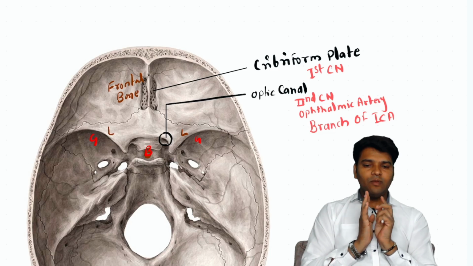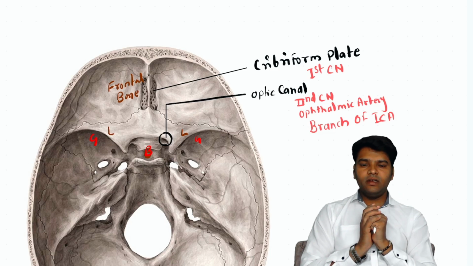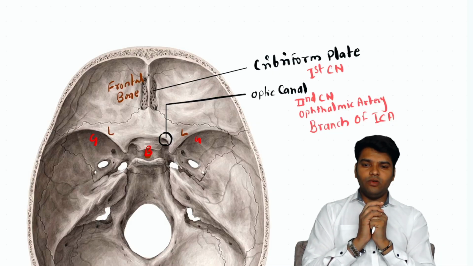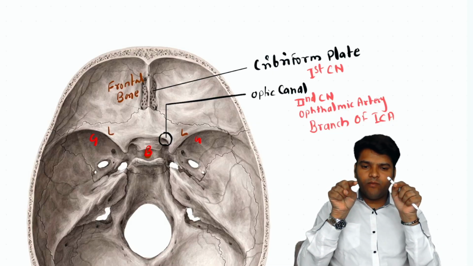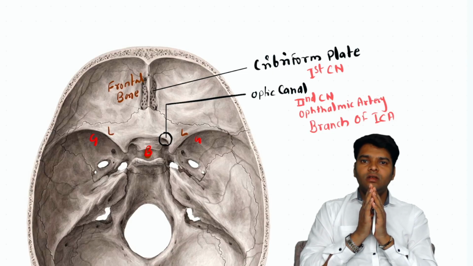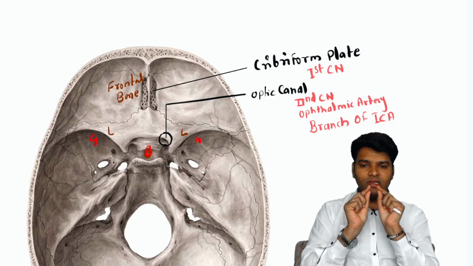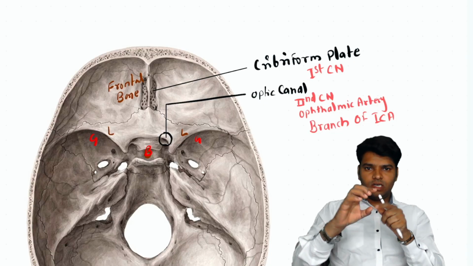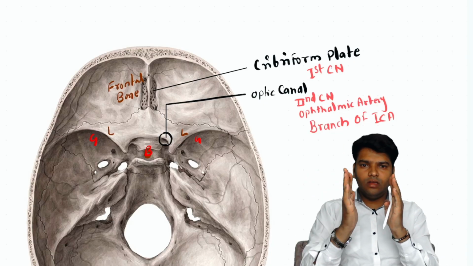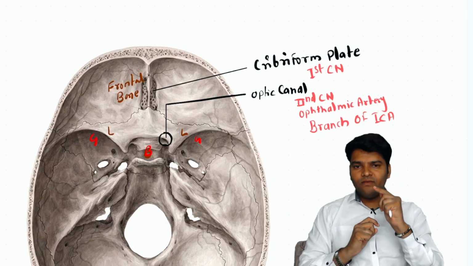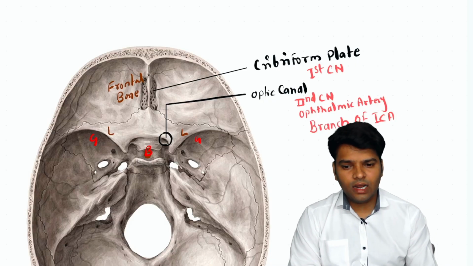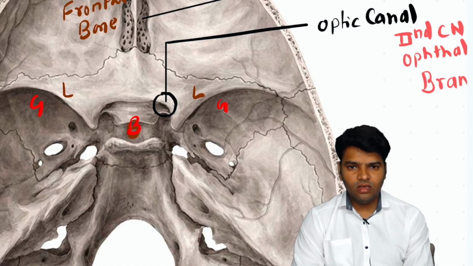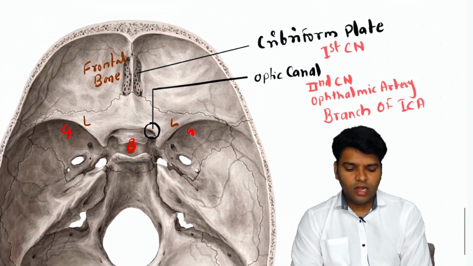So we have learned about the cribriform plate, which is a part of the ethmoidal bone. Through the cribriform plate passes the olfactory nerve, the first cranial nerve. Just try to understand, everything is in a proper sequence. After that, the optic canal is present. Here, at the level of the body, you can see this is the optic canal.